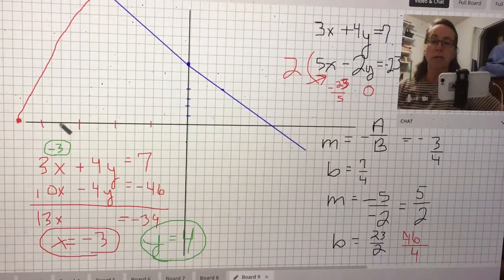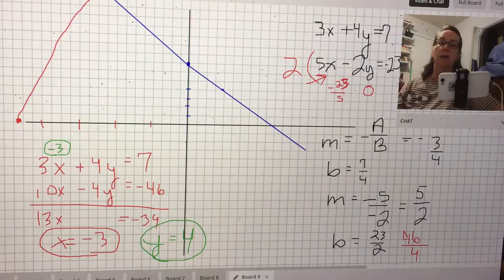So negative 3, 1, 2, 3, up. Okay, 1, 2, 3, 4, 1, 2, 3, 4, 1, 2, 3, 4. Oh, we're too far. So 1, 2. I need 2 more steps and I don't have them. So the solution is about there.